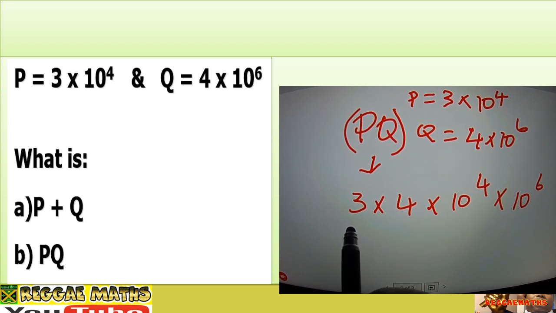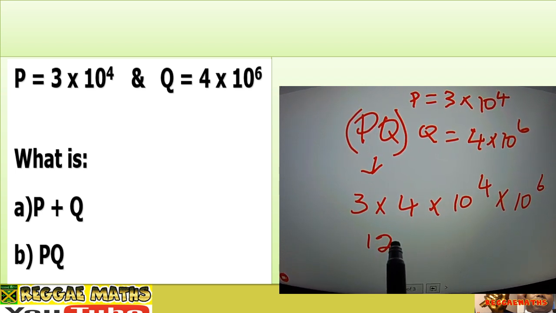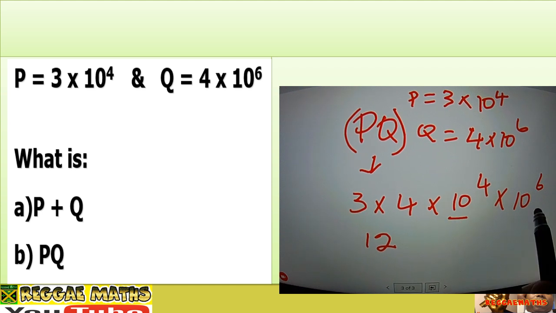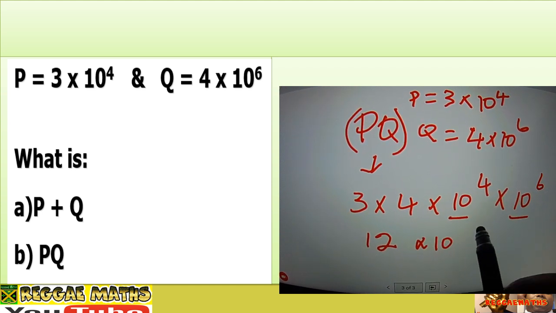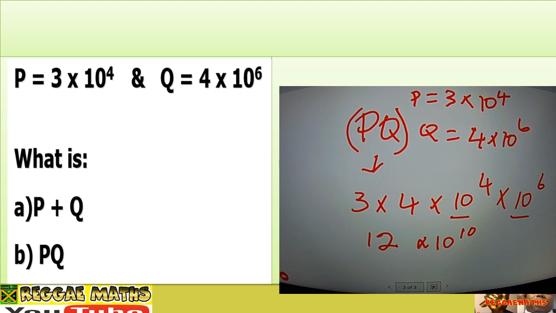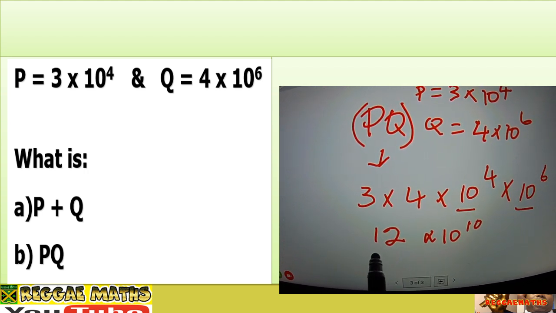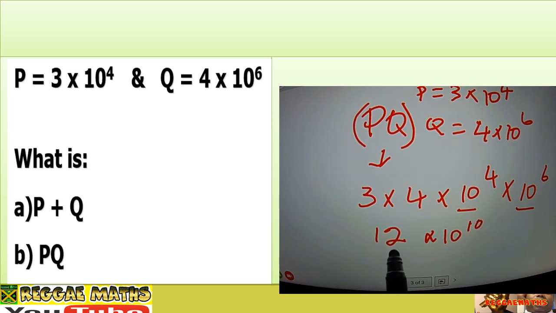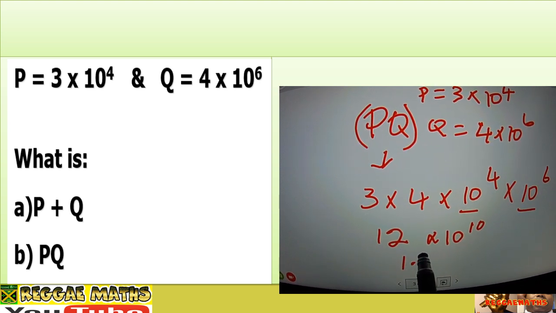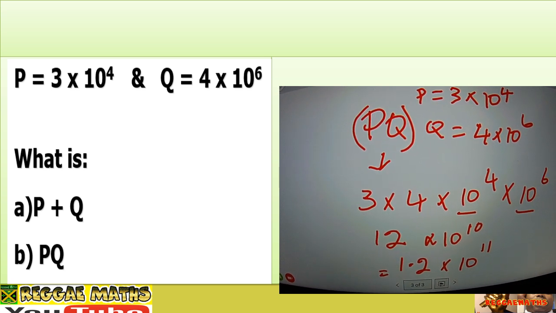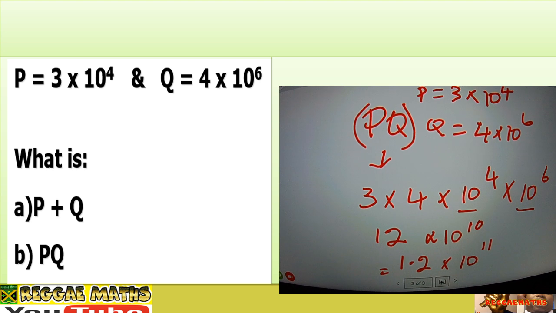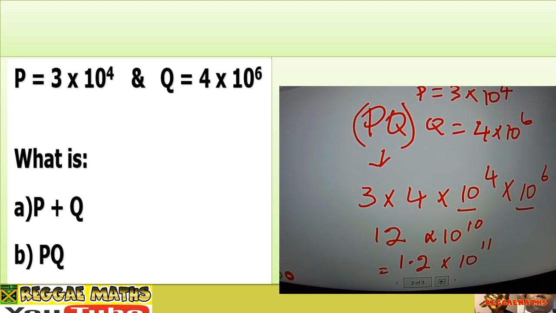So we got 3 times 4 is 12 times 10 to the power of 10. So looking at the number, is this number in standard form? Is this between 1 and 10? No. So 1.2, I can get an extra 10, so it's 1.2 times by 10 to the power of 11. So your answer is 1.2 times 10 to the power of 11.